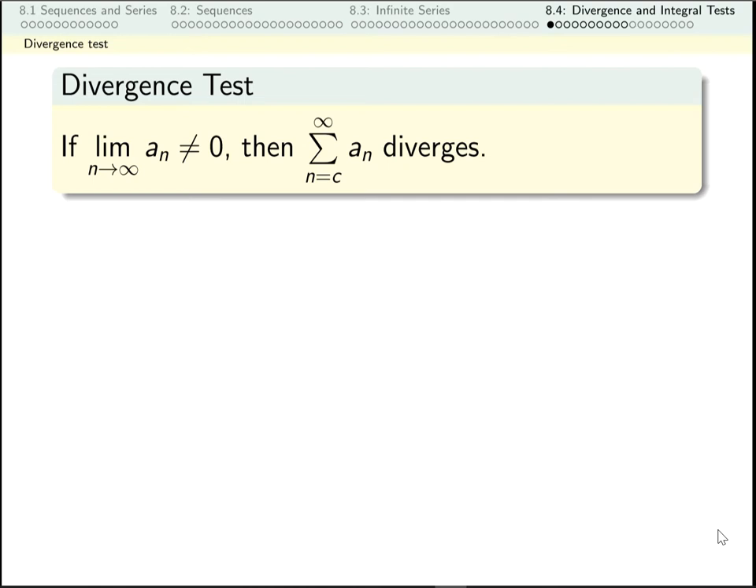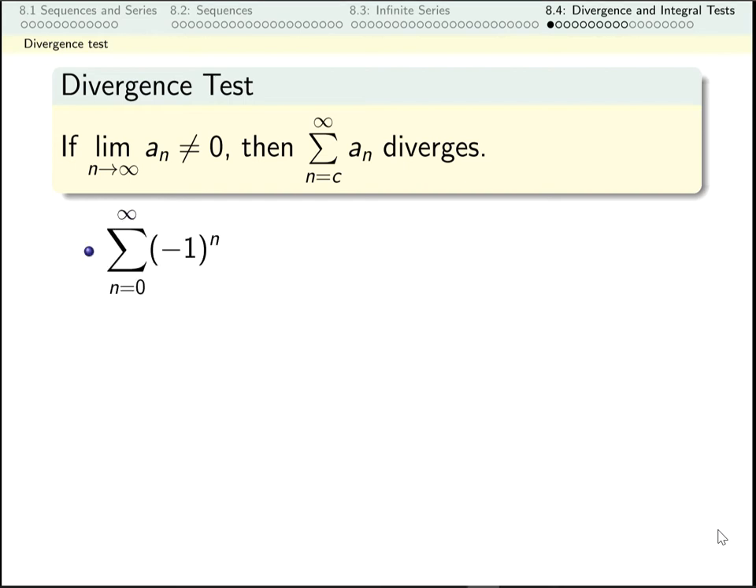Not every series adds up in a meaningful way. If they don't add up in a meaningful way, we're going to say that they diverge. For the rest of the semester, we're going to be talking about tests to figure out whether these series are converging, whether they're adding up in a meaningful way, or whether they're diverging.